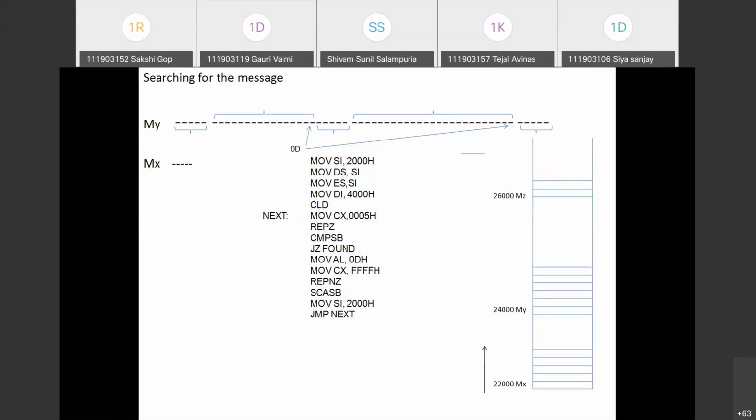Now here you would have been surprised. Up repeat NZ scan string byte. I haven't checked zero flag because we are sure that at the end there is somewhere 0D. So you are supposed to get 0D. As a result, you come out. So you are coming out because you got carriage return.